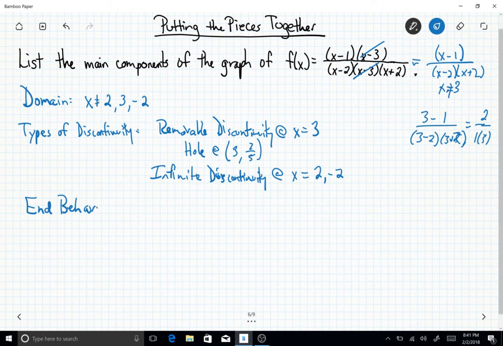So end behavior, what must happen there? Well, in order to do that, you might want to expand the polynomial. You can expand either one, that'll do the trick. If you expanded the first one, you could rewrite this as x squared minus 4x plus 3.